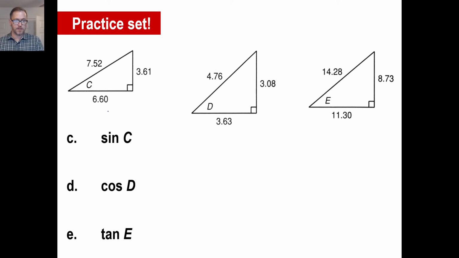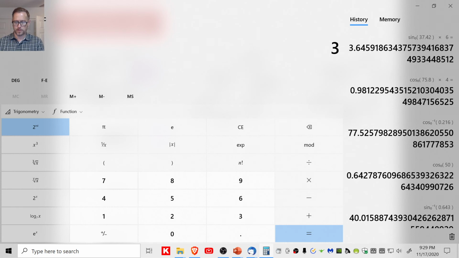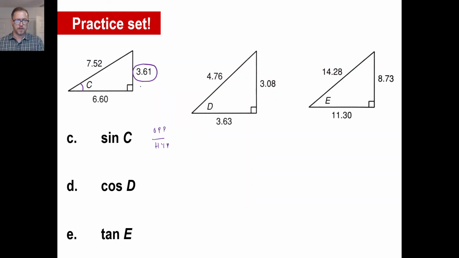Okay, for C, the sine of C, we have to memorize, and you look at your notes as much as you want. You'll get it after a while. The sine is the opposite over the hypotenuse. All right, we're looking at this. What's the opposite of that? It is 3.61. All right, well, 3.61 over 7.52. That's our answer. Boom, 0.48. So the sine of C is 0.48.